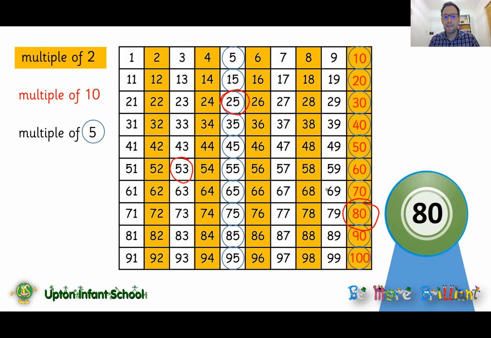Okay, numbers that end in 0 are also multiples of 10. So 80 is a multiple of 2 and a multiple of 10. And we also know, because it's got a circle around it, that it's in the 5 times table, because all numbers in the 5 times table have to end in either a 0 or a 5. So all the numbers that end in 0 are going to be in the 10 times table, the 5 times table, and the 2 times table.